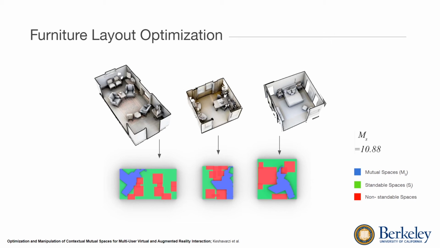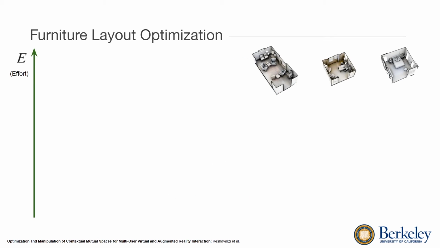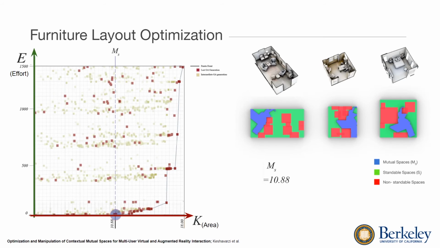We then use a strength Pareto evolutionary solver to optimize for the two objectives: effort, which is shown on the vertical axis, and the mutual area on the horizontal axis. So when we plot the rearrangement solution space, we can find the initial arrangement point of the Pareto frontier with the e-value of 0. The effort is 0, and this is our mutual space without moving any furniture.